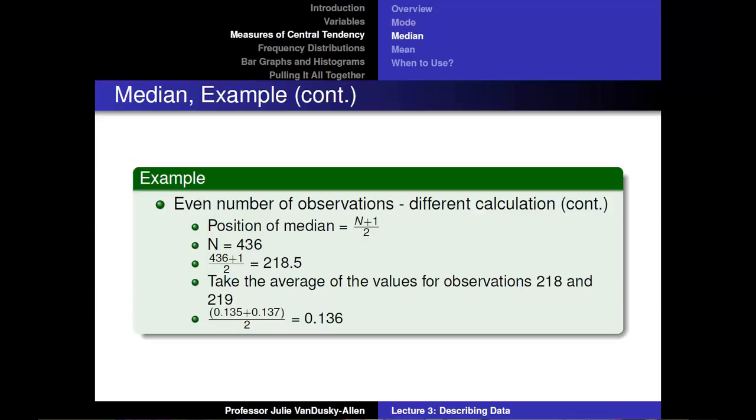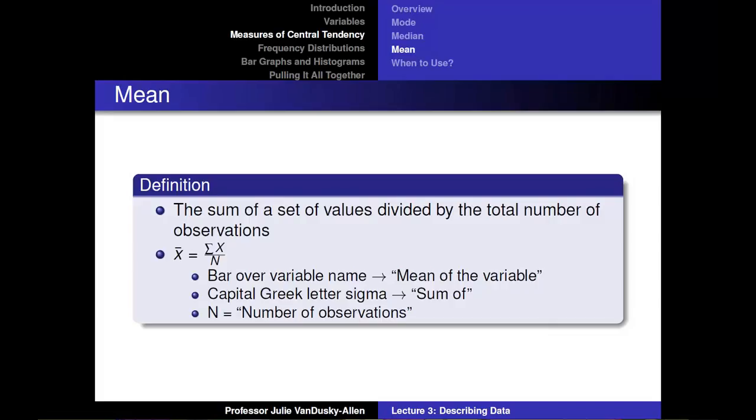The average of 0.135 and 0.137 is the sum of those two numbers divided by 2, or 0.136. The third measure of central tendency is the mean. The mean is the sum of a set of values divided by the total number of observations.